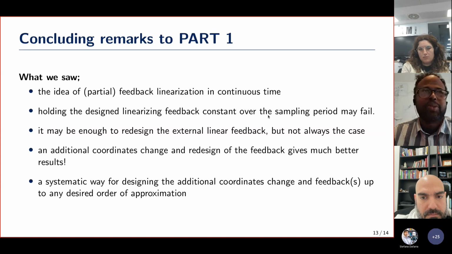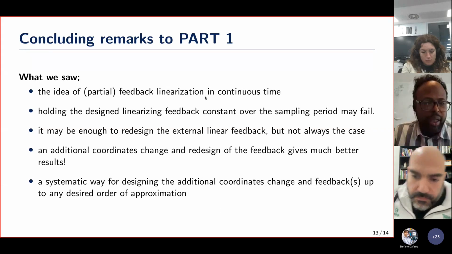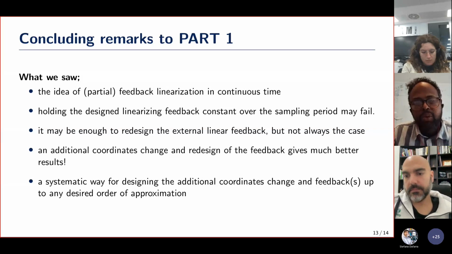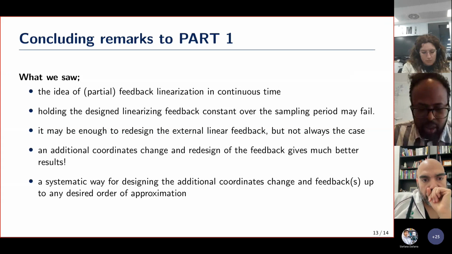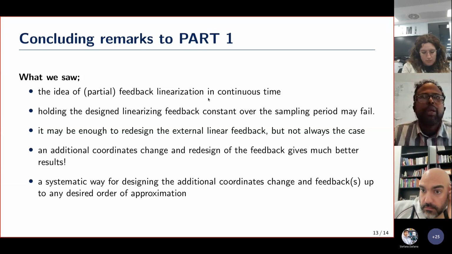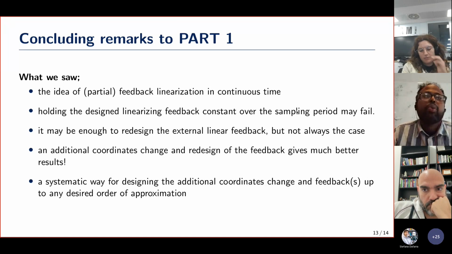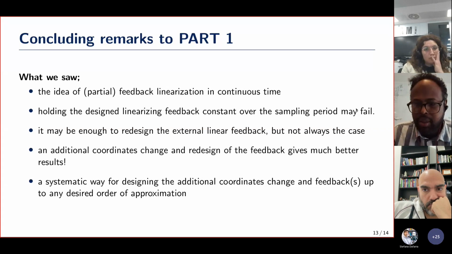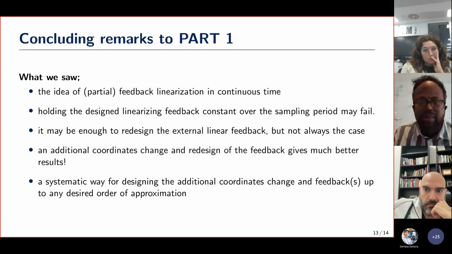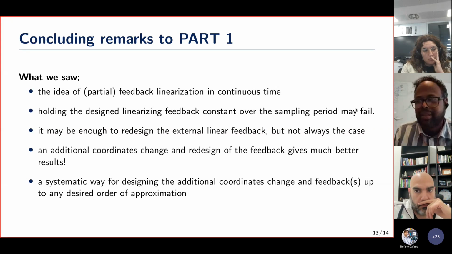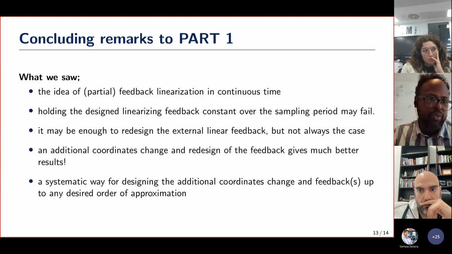Okay, so what we saw, the idea of partial feedback linearization in continuous time is to just render the link between the input and the output of a dynamical system to be linear. We do this by applying a change of coordinates and a feedback in continuous time. Then when we implement this in our applications, for example, to control the robot, we typically just hold the feedback constant over the sampling period. We notice that this may not always be good, not only if the sampling period is not constant, but also due to the higher nonlinearities in the description of your system in the discrete time domain.